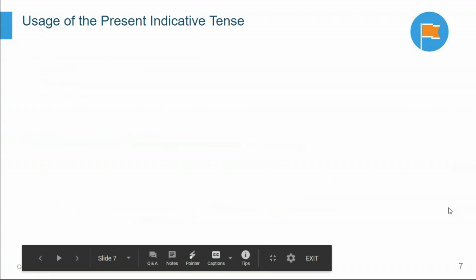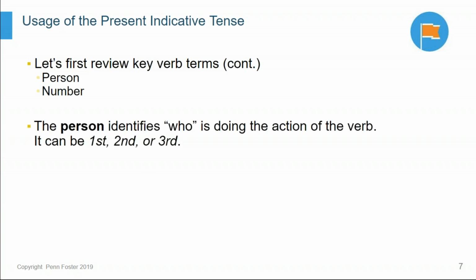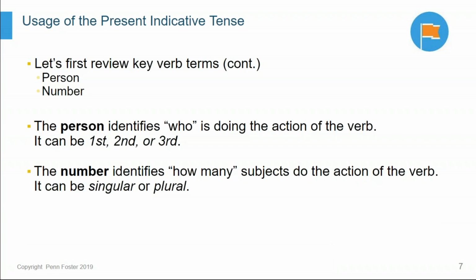On this slide, we'll talk a little bit more about key verb terms, focusing on person and number of the verb. And the person identifies who is doing the action of the verb. Just like in English, it can be in first, second, or third person. And the number identifies how many subjects are doing the action of the verb. You can have a singular subject or plural subjects. So first person singular, first person plural, etc., etc.